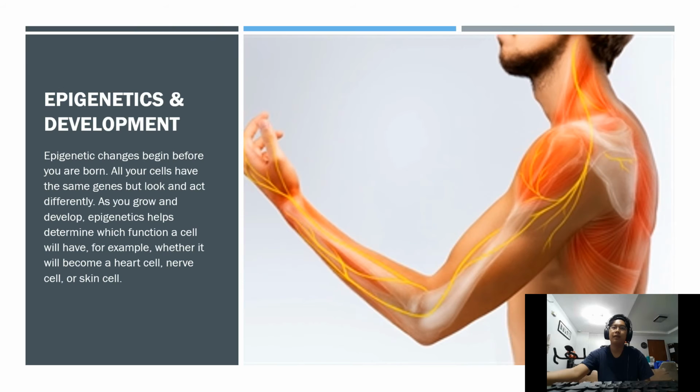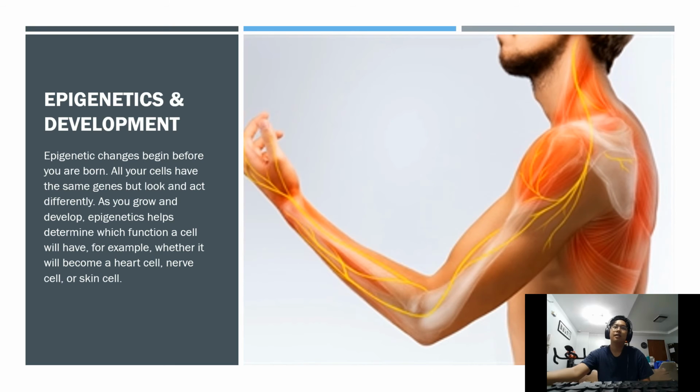Epigenetic changes begin before you are born. All cells have the same genes but look and act differently. As you grow and develop, epigenetics helps determine which function a cell will have. For example, whether it will become a heart cell, nerve cell, or skin cell. For example, nerve cell versus muscle cell.